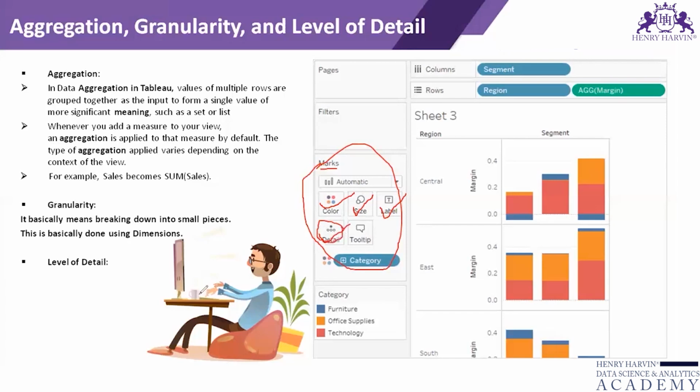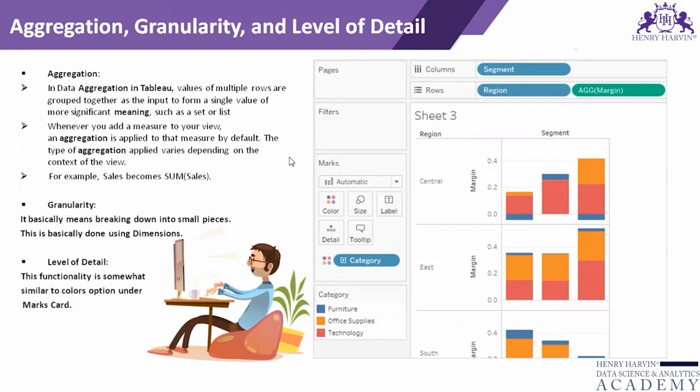So this detail is nothing but the level of detail mentioned over here. A level of detail works similar to how colors work, but it basically divides the graphs with lines. It doesn't divide them with different colors. So you'll see this in detail. Let's move to our Tableau workbook over here.